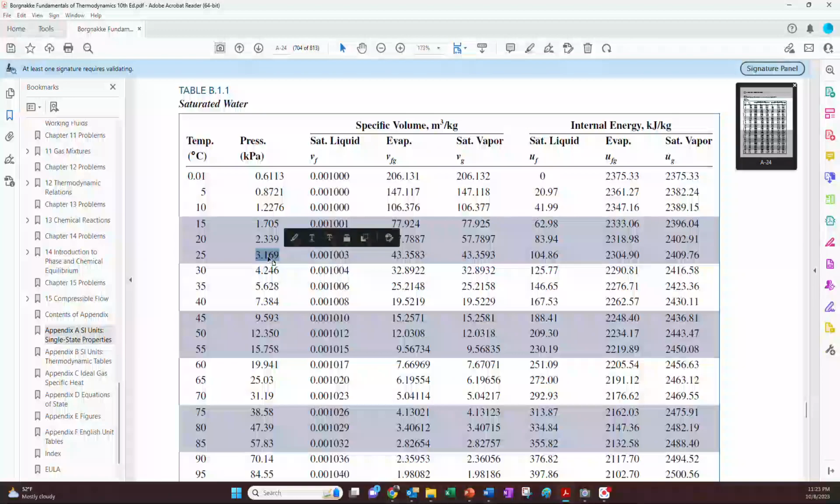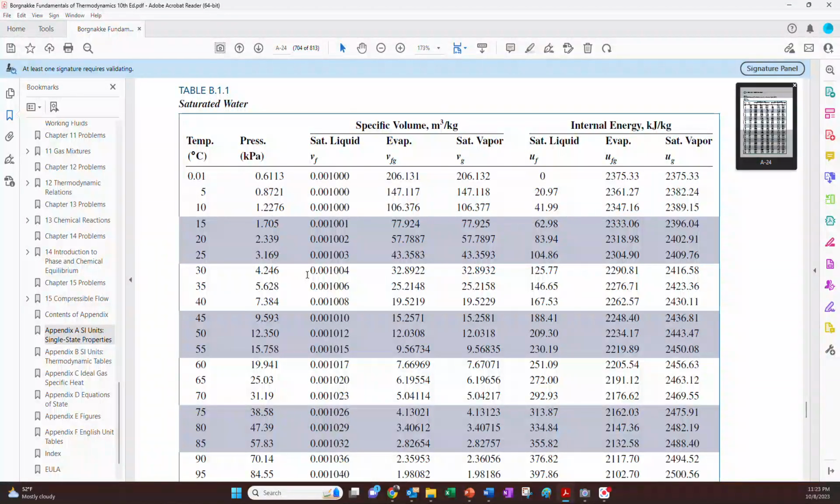So it's kind of amazing. It just went from 200 kilopascals and it flashed, boom, into steam, and its pressure dropped crazy, right? The pressure on the one side. But of course, it was a vacuum before. So what we can write down is that the Psat is going to be 3.169.